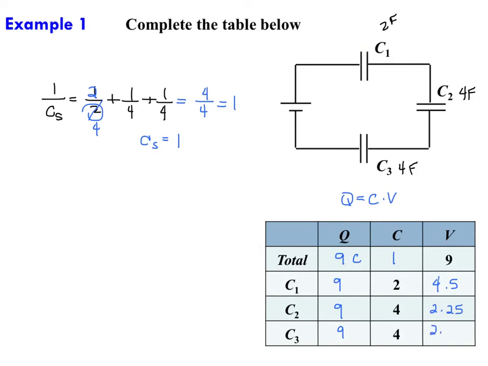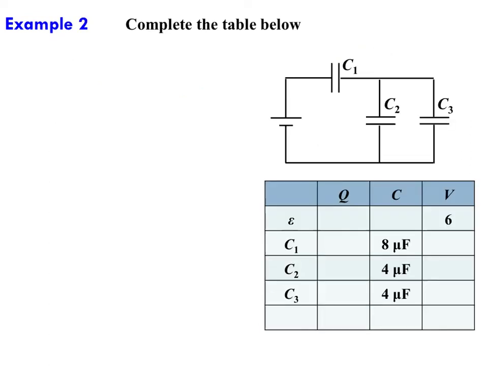Again, when you have capacitors that are in series, the voltages should still add up to give you the total voltage on your entire circuit. So we can double check that. And yes, we do get 9 volts if you add them all together.